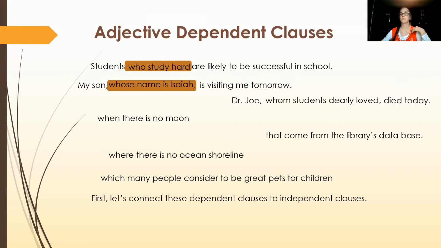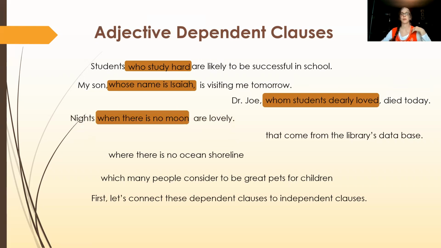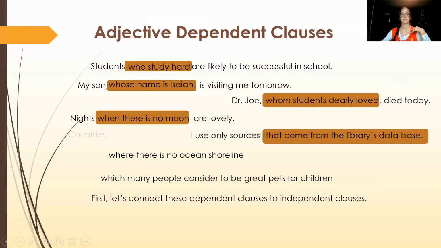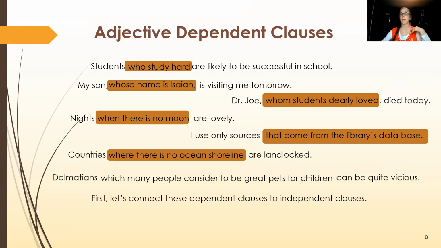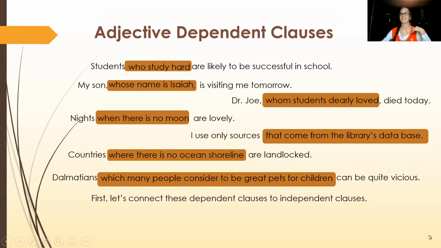Dr. Joe, whom the students dearly love, died today. Dr. Joe died today. Nights are lovely. What? Nights when there is no moon are lovely. I only use sources that come from the library's database. Countries are landlocked. Countries where there is no ocean shoreline. Dalmatians can be quite vicious. What? Dalmatians, which many people consider to be great pets for children.